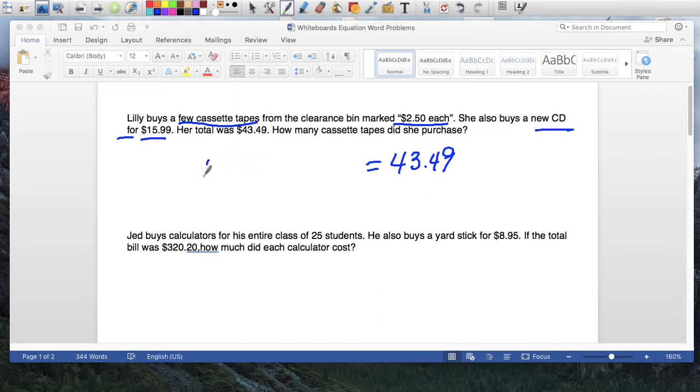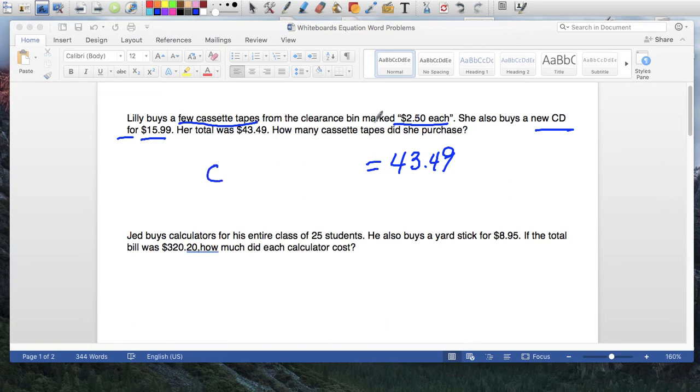So each CD was $15.99. And how many CDs? We don't know. So we're going to write $15.99 times the number of CDs, times C. And what else did she buy? She bought a cassette tape. Nope. Sorry. I got this wrong. Sorry, that's not it. So she bought cassette tapes.